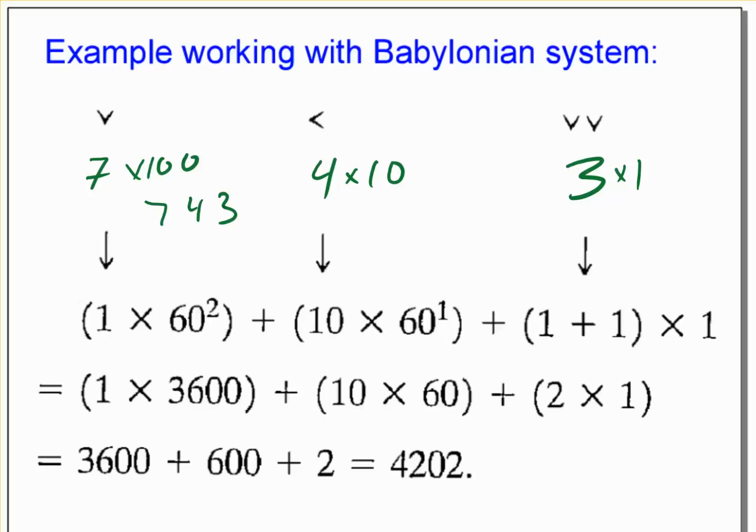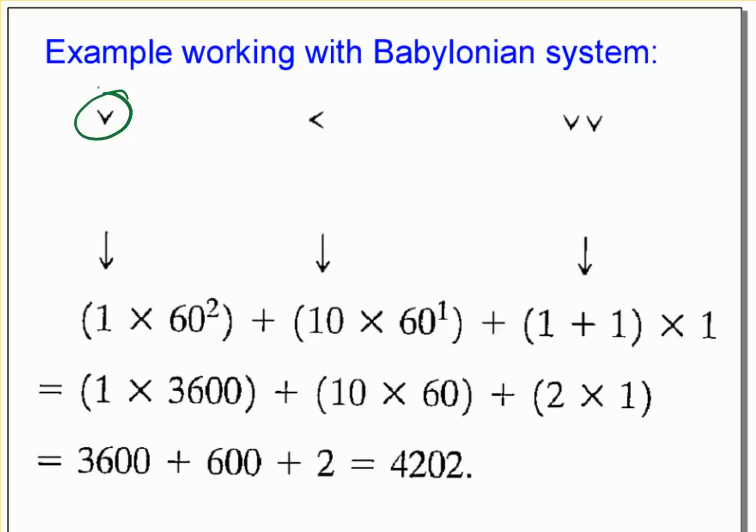So the Babylonian system is very similar. And we wrote this 100 sometimes as 10 squared. So instead of having 10s, the Babylonian system has 60s. But other than that, it's really very similar. So that's how this example works.